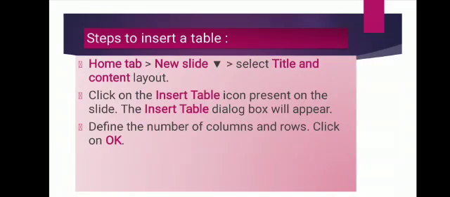Means first click on the Home tab, then the New Slide drop down arrow. It will give you slide layouts. Then select the Title and Content layout. Then in Title and Content, you have to click on the Insert Table icon. Then the Insert Table dialog box will appear, and you have to define the number of rows and columns. After that, you have to click on the OK button.